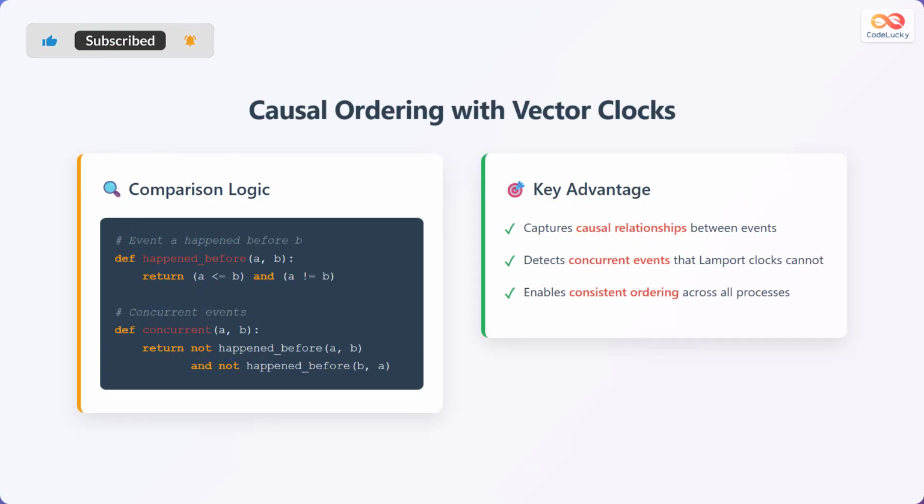With vector clocks, we can implement causal ordering using the following comparison logic. Event A happened before event B if and only if A is less than or equal to B, and A is not equal to B. Concurrent events are those where neither A happened before B nor B happened before A. The key advantage of vector clocks is they capture causal relationships between events. Also, they detect concurrent events that Lamport clocks cannot and enable consistent ordering across all processes.